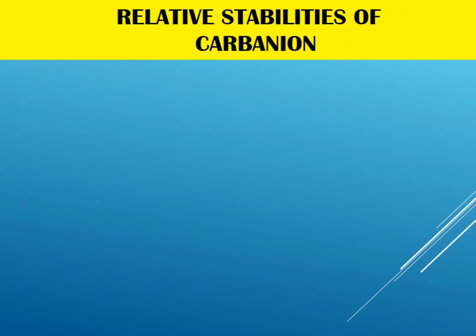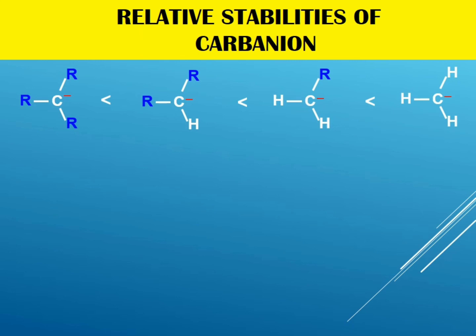Now we will compare the stability of carbanions. This is a tertiary carbanion, which is the least stable, and we have the secondary carbanion, which is more stable, followed by the primary carbanion, and the methyl carbanion is the most stable. So this is the opposite of the carbocation. With carbocations, the tertiary carbocation is the most stable. However, the tertiary carbanion is the least stable.